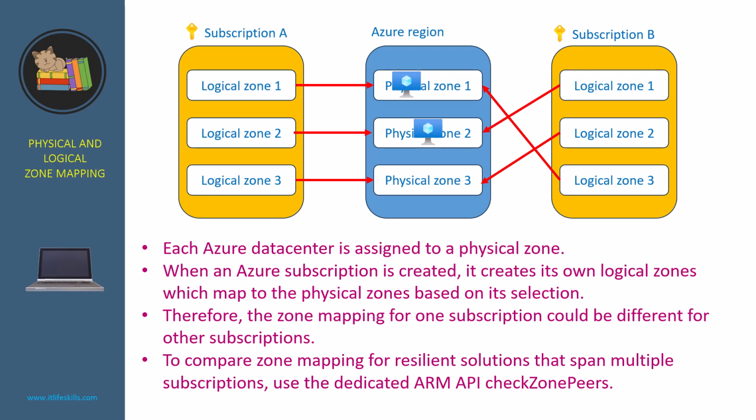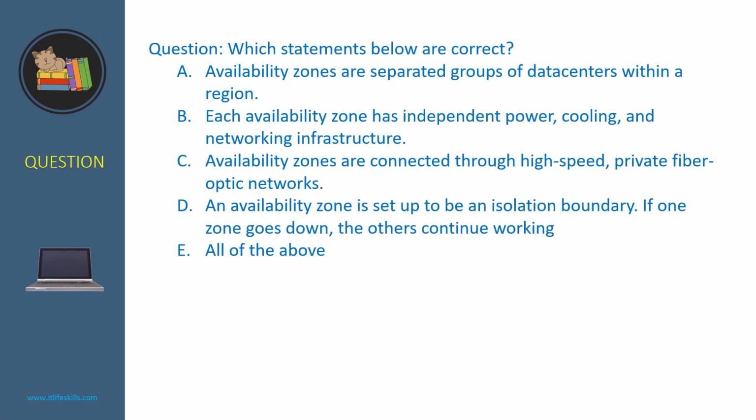To compare zone mapping for resilient solutions that span multiple subscriptions, you must use the dedicated ARM API check zone peers. Let's conclude our lesson with the review questions.